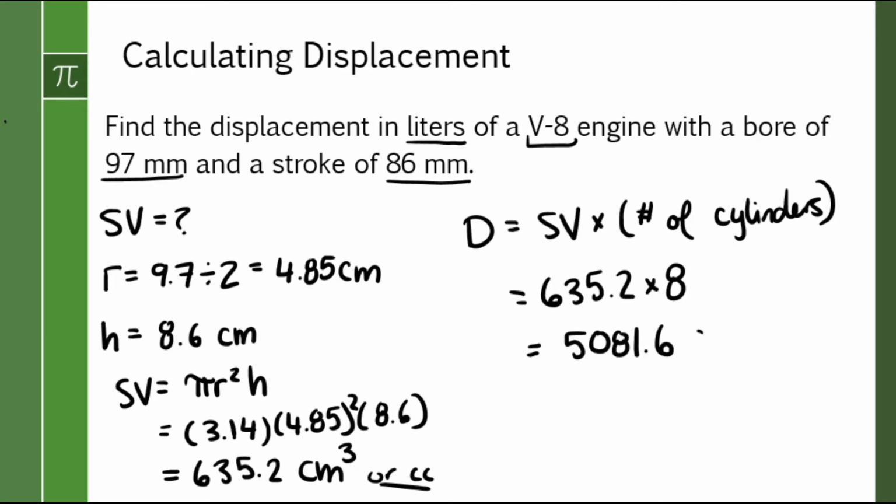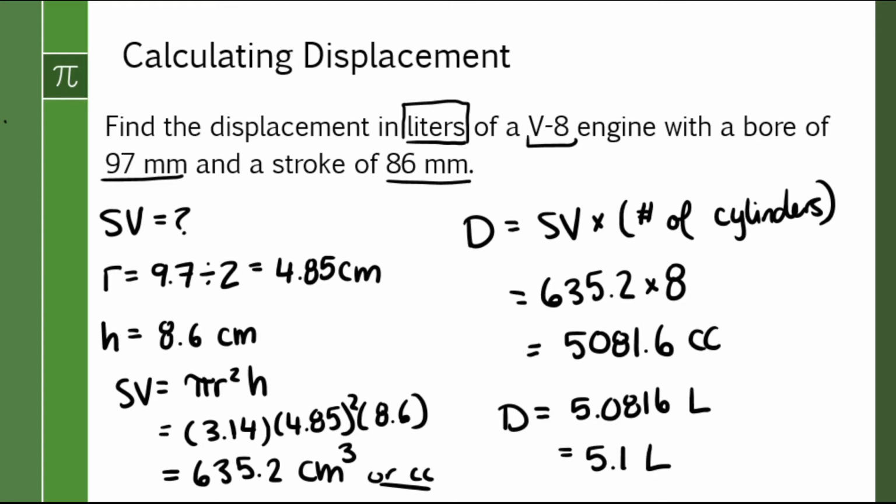5081.6 centimeters cubed. They wanted this question answered in liters, so give them what they asked for. You're going to take your 5,000 cc and you divide it by 1,000, 5.0816 liters, round it to one decimal place, let's say 5.1 liters. That engine has a displacement of 5.1 liters.